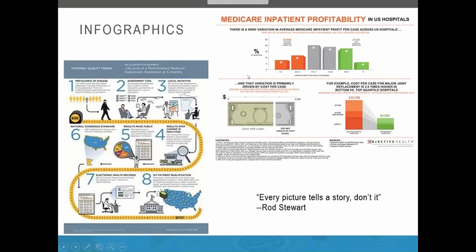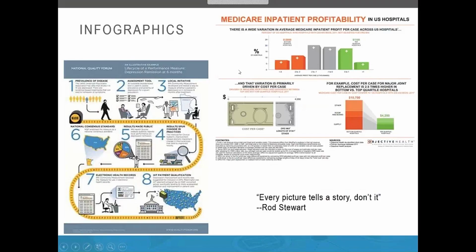Now, infographics are also great because I'm a big fan of Rod Stewart. Every picture tells a story. And as marketers, those of you who are marketers, you may have a particular skill set that's great for creating infographics. So what I would do is take your entire strategic plan and show how it will achieve your vision over time. That would be a great infographic to communicate your strategic plan to your staff and to the community.